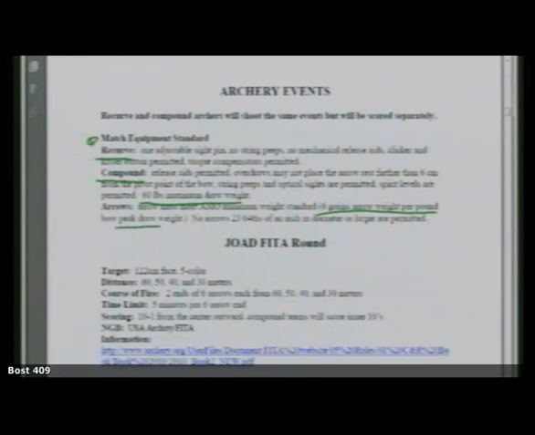Also, no arrows 23/64 of an inch in diameter or larger are permitted. Some of the specifics may or may not have been checked previously, and we have had individuals come to the event with weight and arrows not allowable within the state invitational rules. We do, however, allow participants to have an opportunity to correct any inappropriate or inadequate equipment prior to the event, within reason.